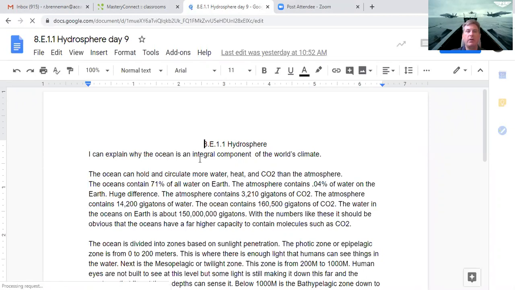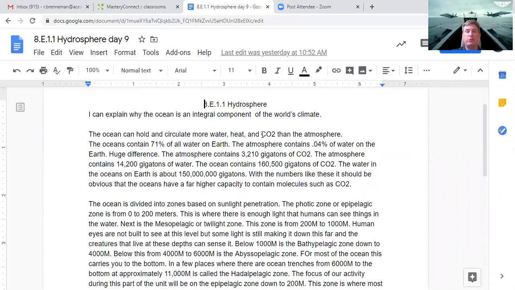I can explain why the ocean is an integral component of the world's climate. So, climate is the weather over a long period of time, not a short period, like 50 years long. The ocean can hold and circulate more water, heat, and CO2, carbon dioxide, than the atmosphere. That comes straight off our standard from the state. This is the important piece that we all need to know.